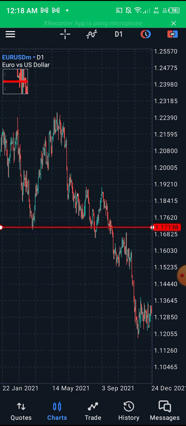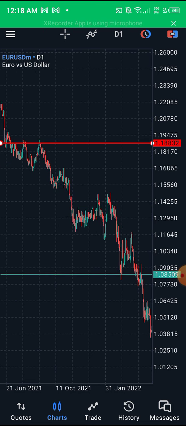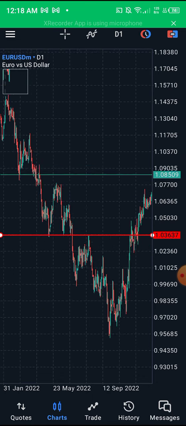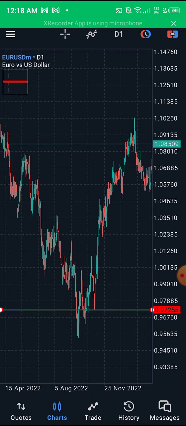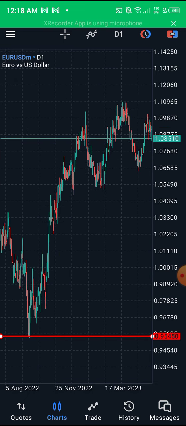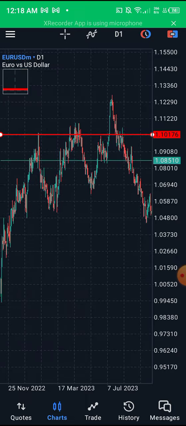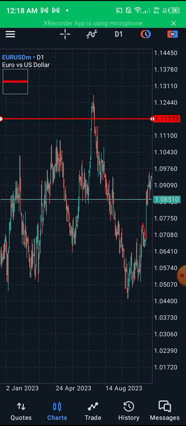Then it formed this particular low, and it tried to form this high, but this was not valid because it couldn't take out this place. So we went down, and you can see the market got down to this point. So this is the low. This is daily time frame, remember. Then we come up again, and we are trying to look for the high, and this is the high.